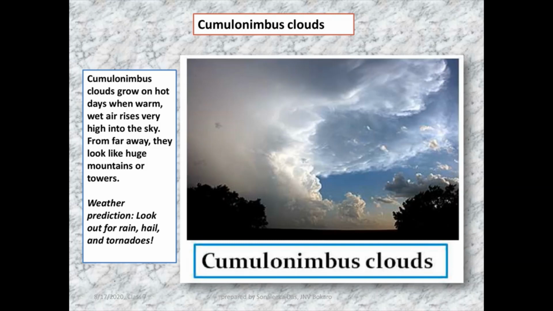Then we have cumulonimbus clouds. These clouds grow on hot days when warm, wet air rises very high into the sky. From far away, they look like huge mountains or towers. And cumulonimbus clouds in the sky predict a heavy rainfall or hailstorm and even tornadoes.